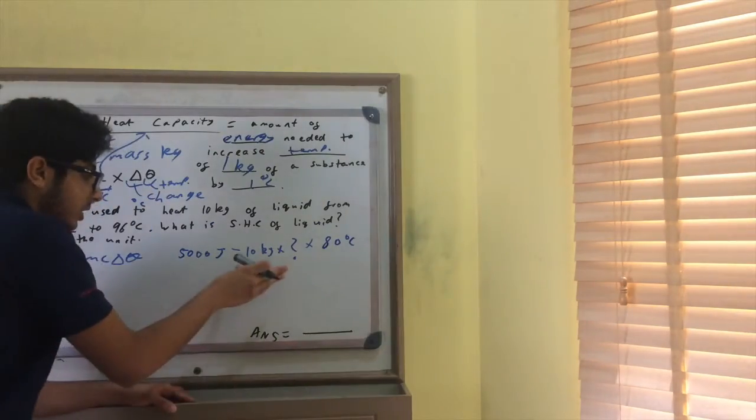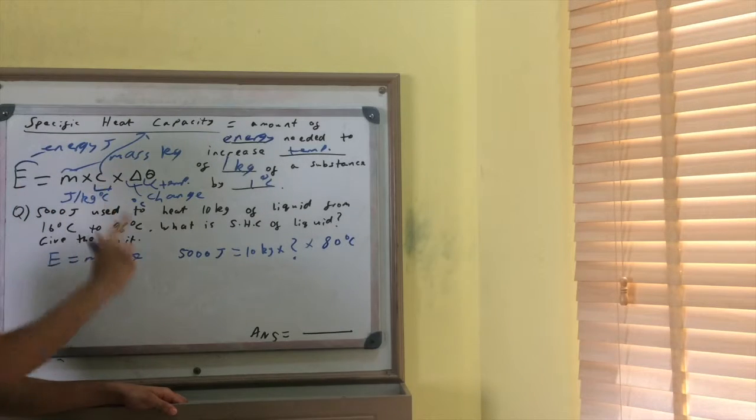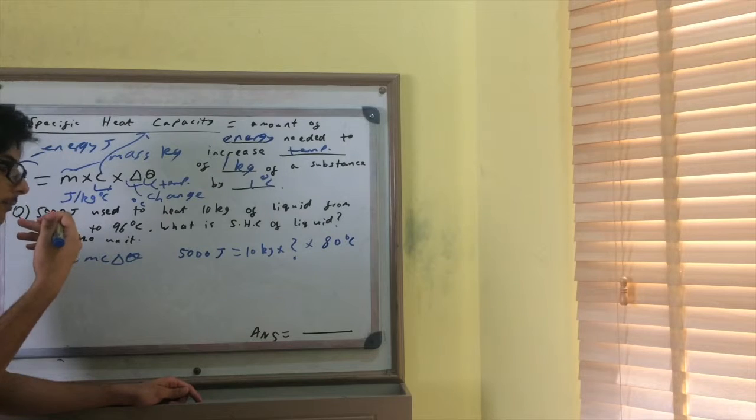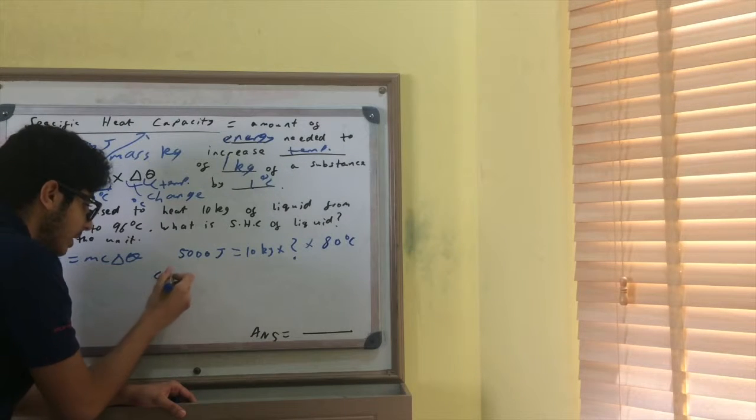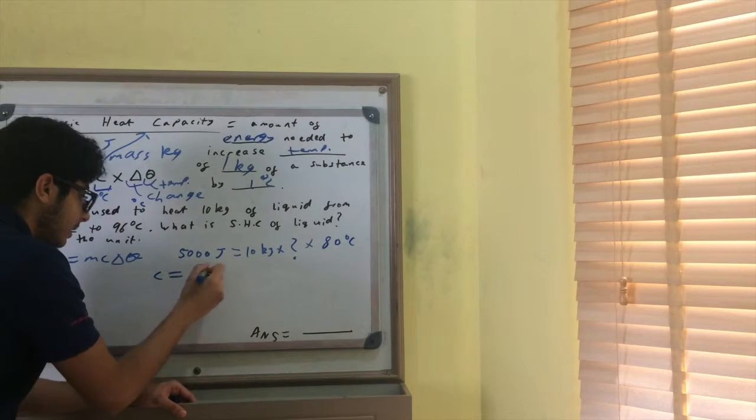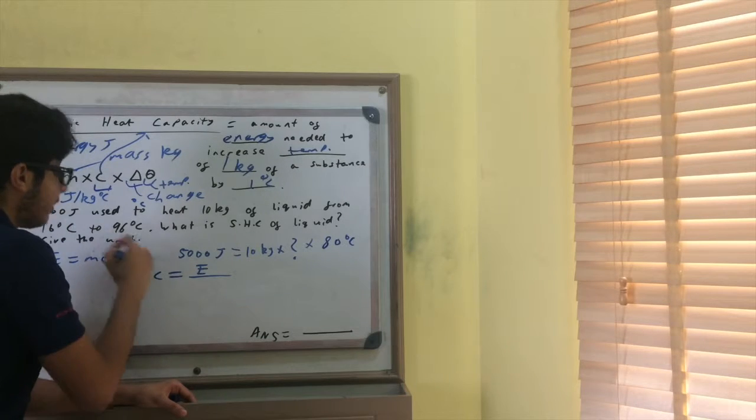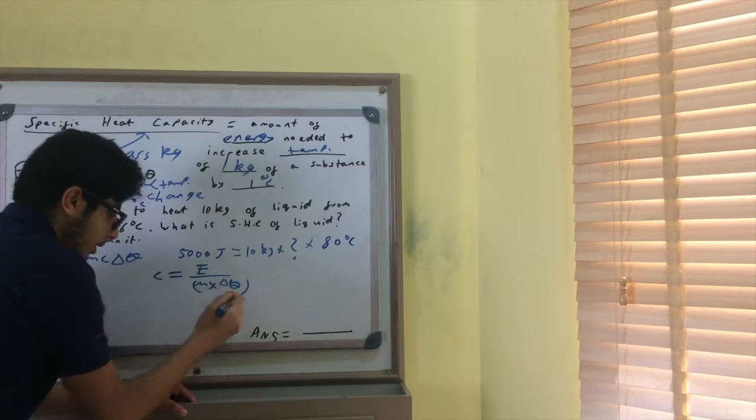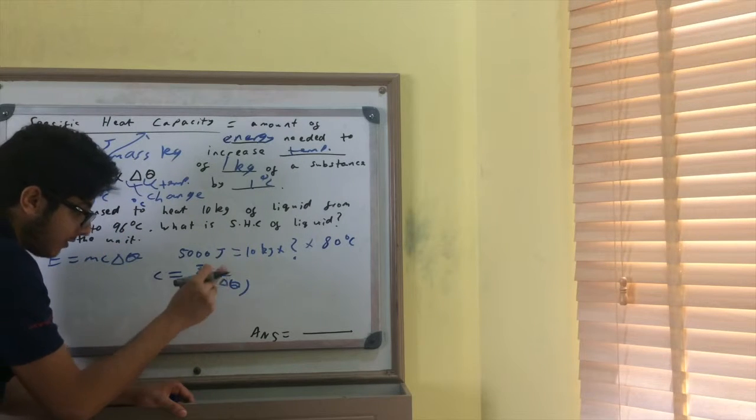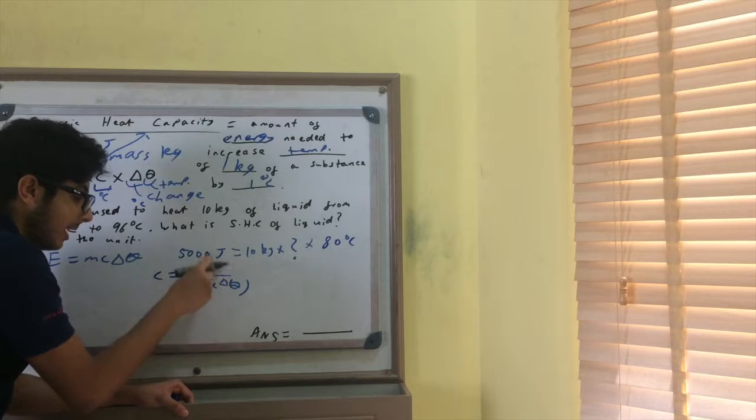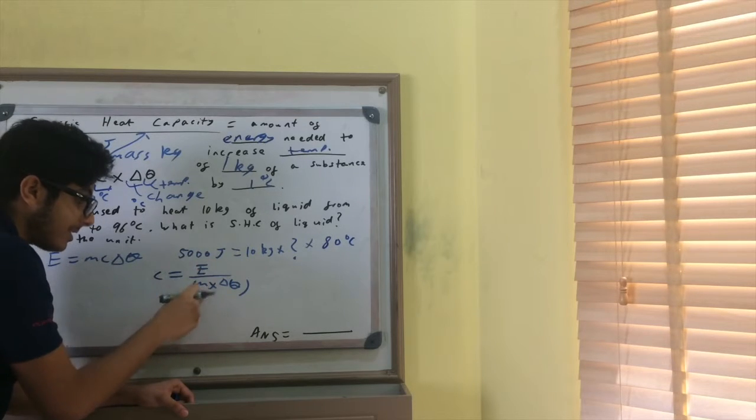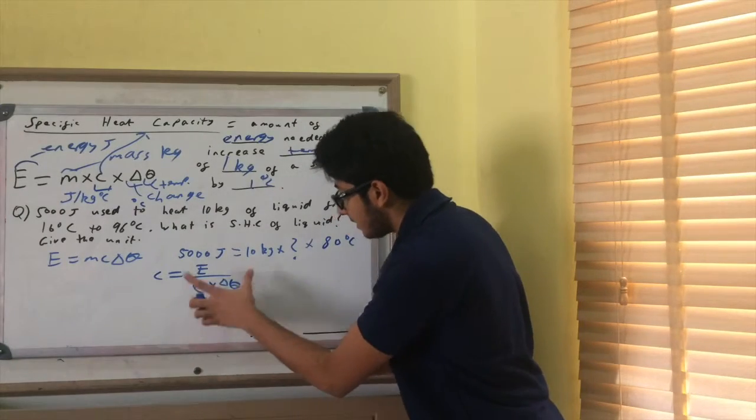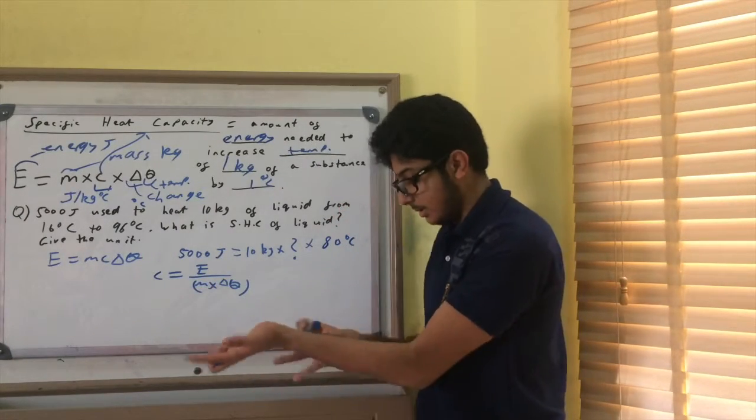Now you have to rearrange the equation to get the specific heat capacity. I'm not going to teach you how to do that, but I'm going to write down the rearrangement. So specific heat capacity is the energy over the mass multiplied by the temperature change. Do the mass multiplied by the temperature change first and then the energy divided by it. Do not do energy divided by mass, then times by temperature change. You will get it wrong. Do this part first, then energy divided by it.